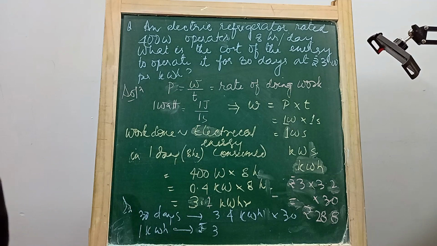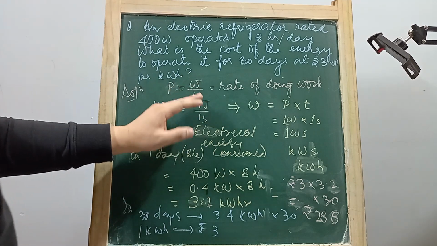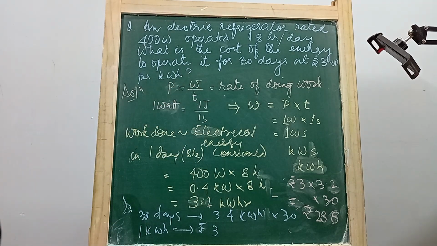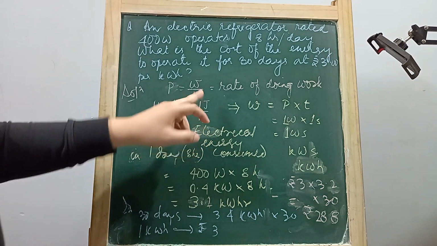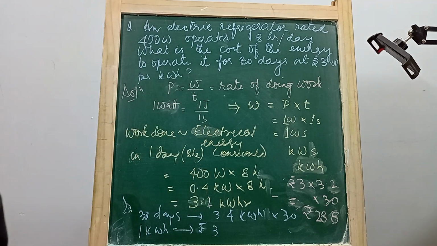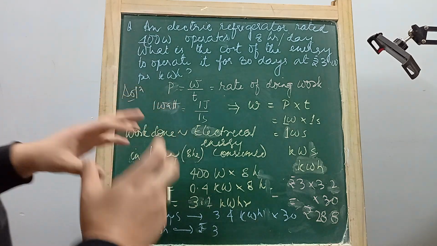And when it comes to unit, we know work is measured in joules, the standard SI unit, and time is measured in second. This is a standard unit. So 1 joule by 1 second, 1 joule per second, is called 1 watt. So 1 watt is the unit of power.